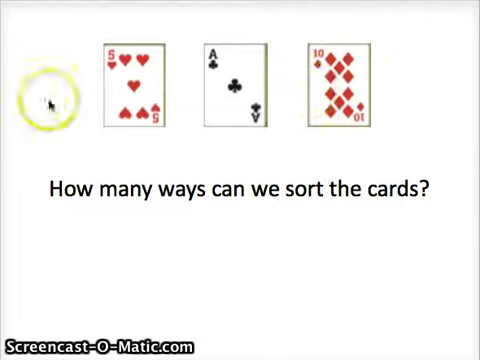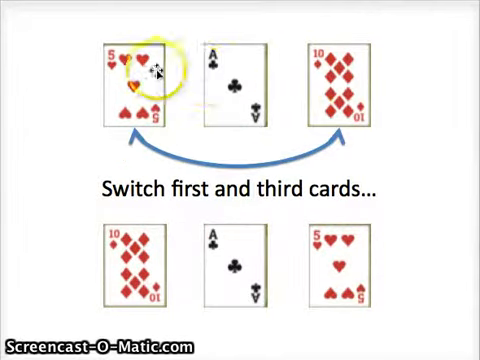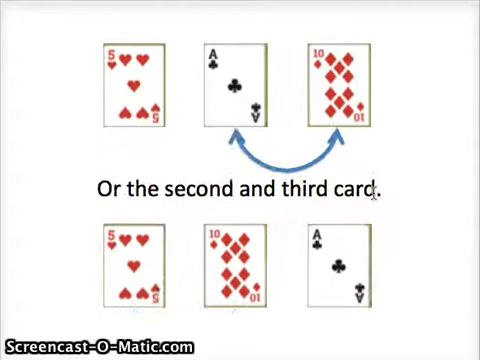Only three possible positions. So we could sort it like this, where we switch the first two cards, switch the 5 and the ace, and it looks like this: ace and then the 5. Another option would be switching the first and the last card, so it goes from a 5-10 to a 5 and a 10. And the last option is you could switch the last two cards, so the ace flips from here to here, and the 10 flips from here to here. These are the only three ways that we could seemingly change how these cards are ordered.